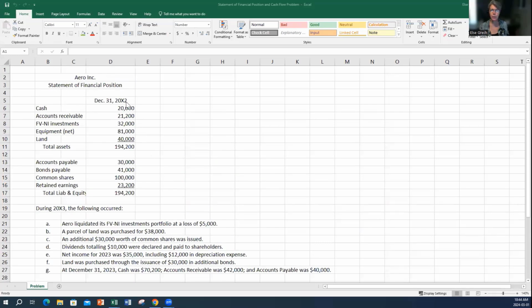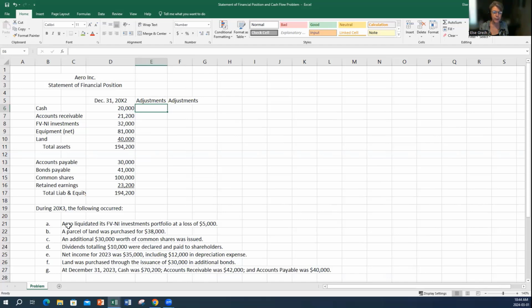So we have 20X2 right here. We've got a bunch of information. And then we've got during 20X3, the following occurred. So we're going to have to determine what is the impact on these accounts from all the things that have happened during 20X3. So we're going to do some adjustments here, and we're probably going to need more than one column.